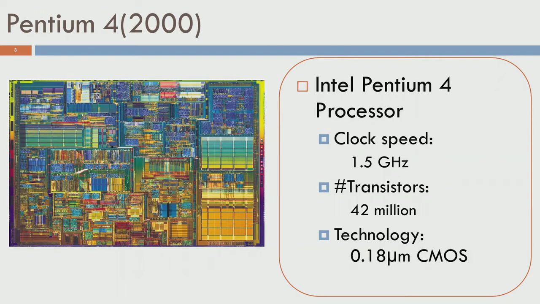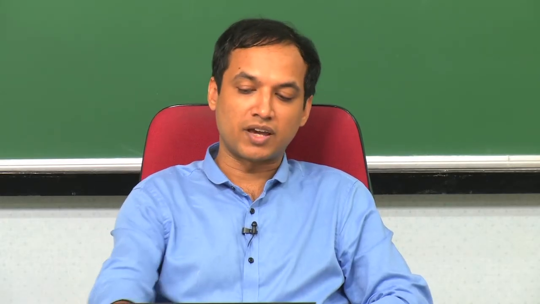However, zoom to 2000. What you are seeing in this picture is a microphotograph of the Pentium 4, which was designed in the year 2000 and deployed in the market. It could run at 1.5 gigahertz, that means it can do 1.5 billion operations per second. It had 42 million transistors as opposed to this puny ENIAC, and it was built in a technology called 0.18 micron technology, which means the transistors and the gates used in the design are as small as 0.18 micron.